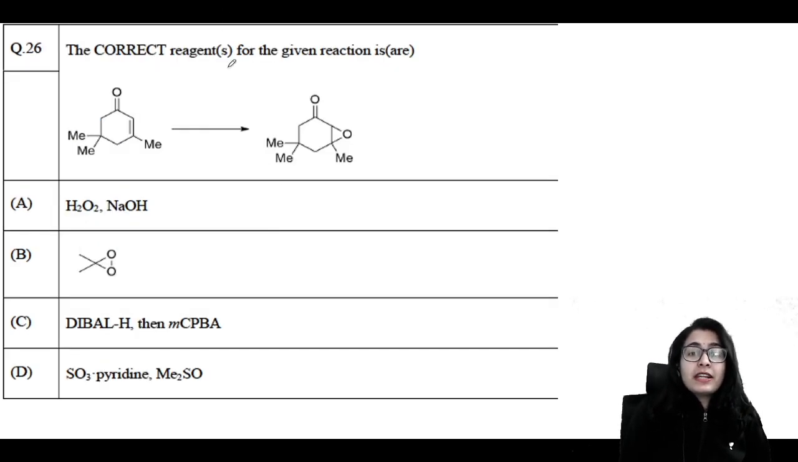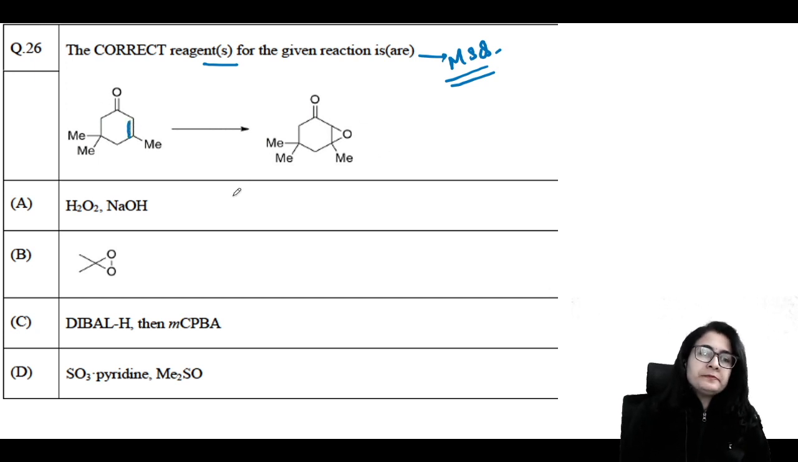Next question, the correct reagent or reagents for the given reaction is are. Now this looks like an MSQ question, right? This is an MSQ question from GATE 2022. See, you have an alpha beta unsaturated carbonyl and you want to convert this to an alpha beta epoxy carbonyl. Now, which is the perfect reagent for this? See all the options and do it by yourself first. Right. So you require a nucleophilic peroxide, isn't it? You know that you are going to require a nucleophilic peroxide.